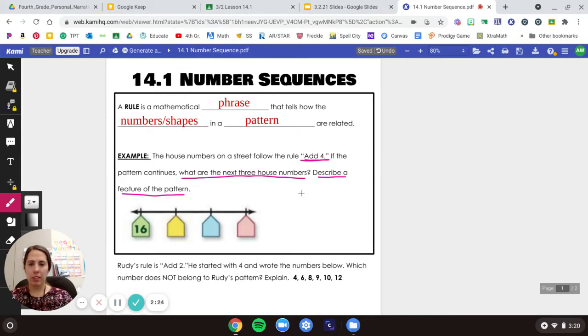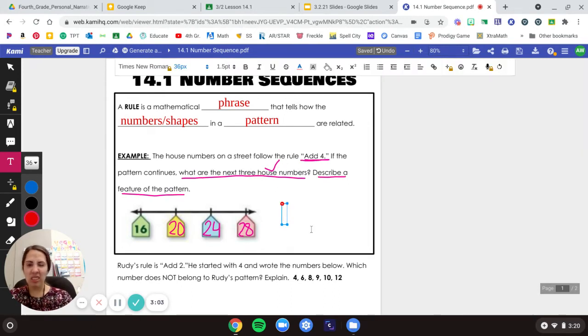So let's look through first and figure out what the next 3 house numbers are. Well, we know 16, and our rule tells us to add 4. So 16 plus 4 is 20. And then we keep adding 4 off of that, 20. 4 more would be 24. And the last one, 28. Good. So now, that's part 1. We figured out the next 3 numbers. Check.